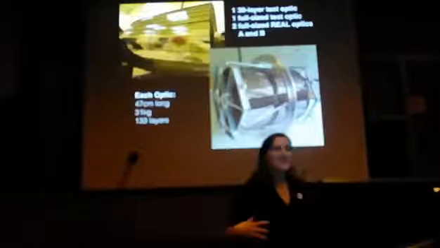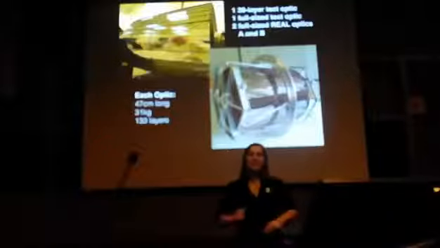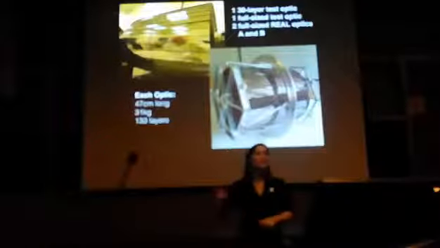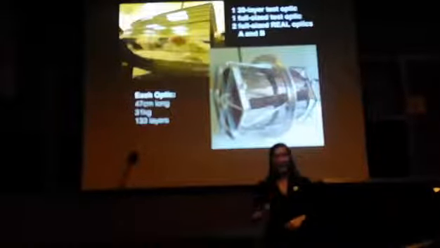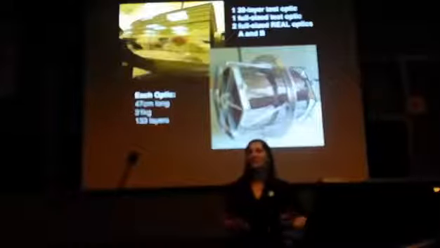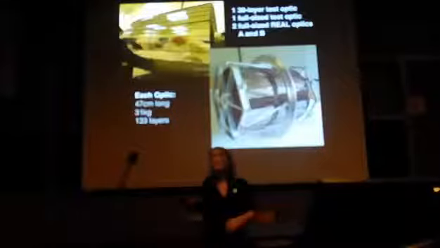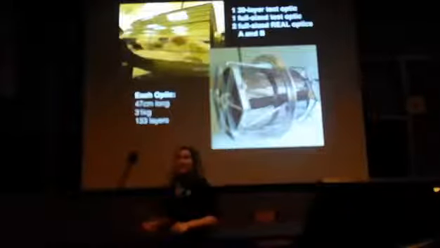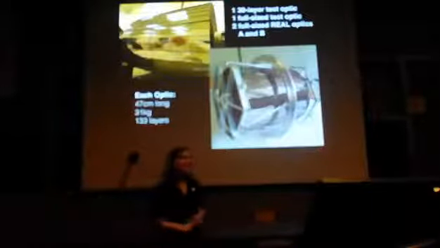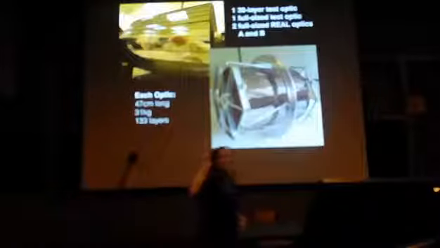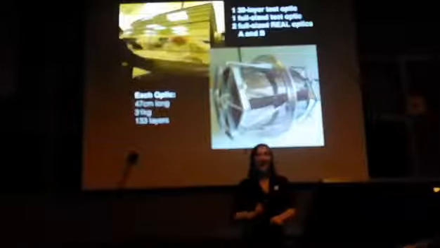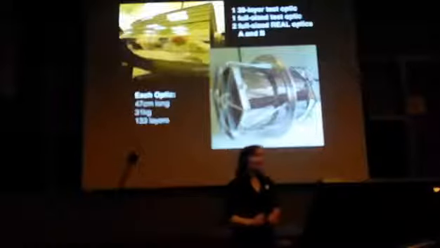So we built a whole bunch of these things. We built one 30-layer test optic, one full-size test optic, and two full-size real optics that we called A and B. We're really creative. Each optic was about 47 centimeters long. It weighed 31 kilograms. The titanium mandrel did not weigh a lot. Your graphite inside your pencil does not weigh a lot. So about half of that, or more than half of that, was the glass and the glue.